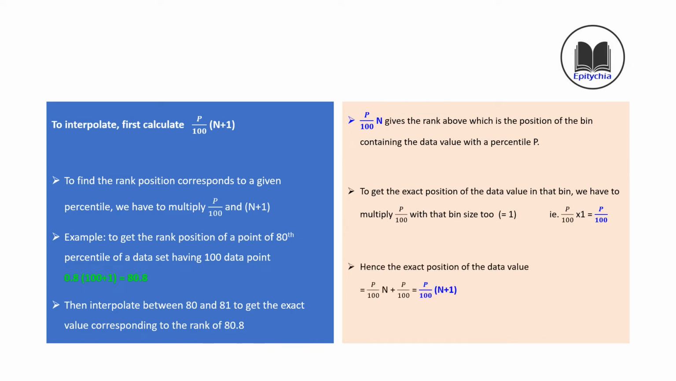Now the exact position of the value is equal to the sum of these two ranks. That is P upon 100 into n plus P upon 100, which gives P upon 100 into n plus 1. If it is not clear, please see the next slide. With a close view of the bins, it is explained.